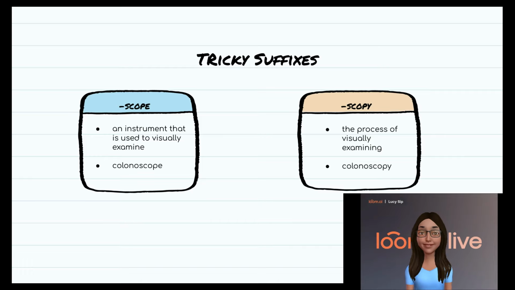Next, we have scope and scopy. These two are very similar in spelling. Scope means an instrument that is used to visually examine, while scopy means the process of visually examining. For example, if you are getting a colonoscopy done, the colonoscopy is the actual process of visually examining your internal organs, while the colonoscope is the tool used to examine them.